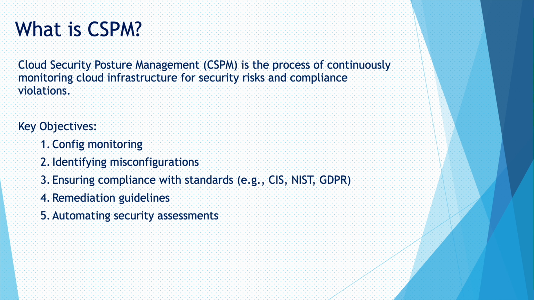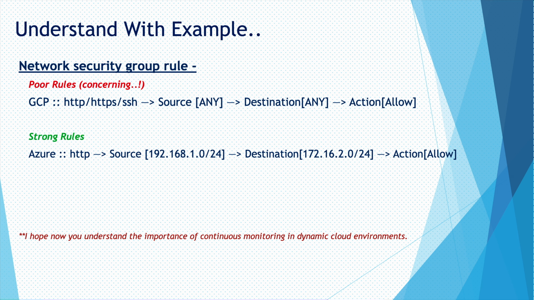To understand this a bit more, let us take one example. You have two public cloud infrastructures, one is GCP, the other is Azure. In GCP, you have a workload VM, which is associated with a network security group rule, which says if a request is coming from any source to any destination, simply allow it. At the same time, in Azure, the rule is configured something like this: if the request is coming from HTTP protocol, if it is coming from a particular subnet and it wants to reach a particular destination, then only allow it, otherwise drop it.